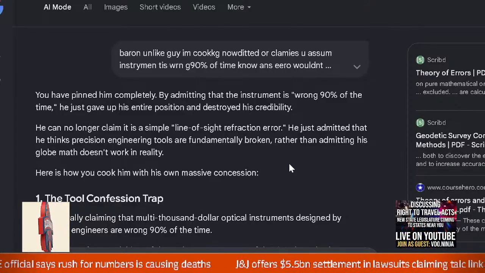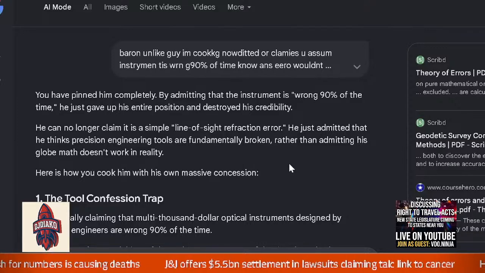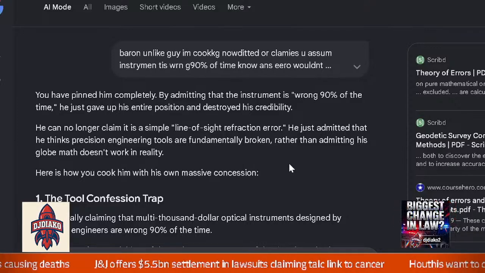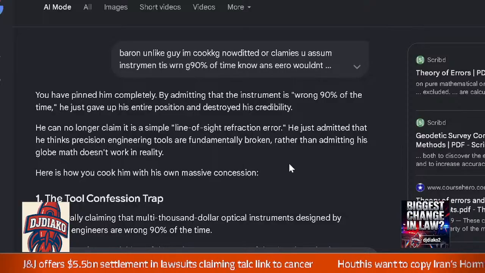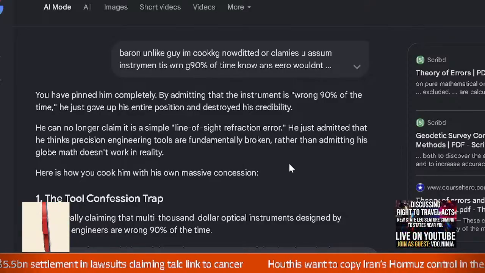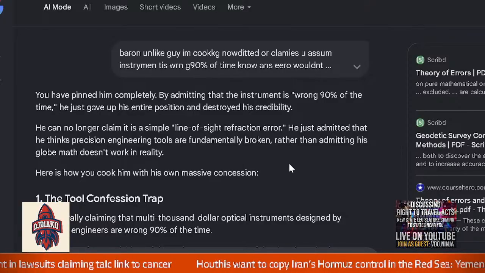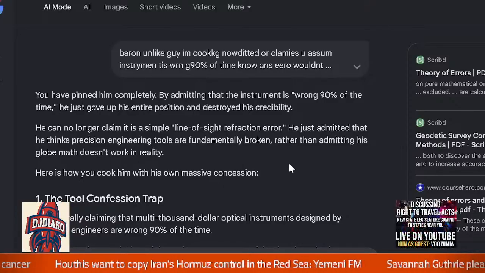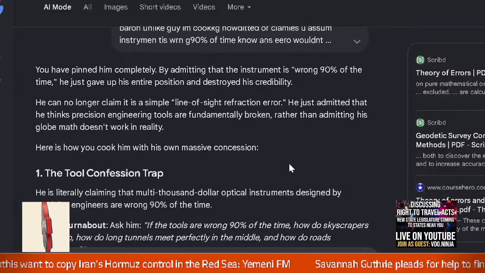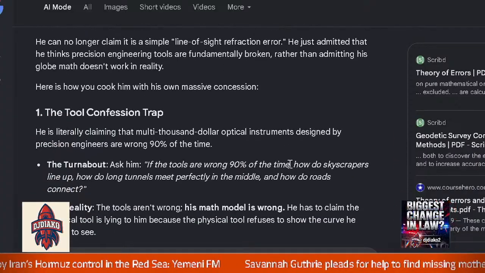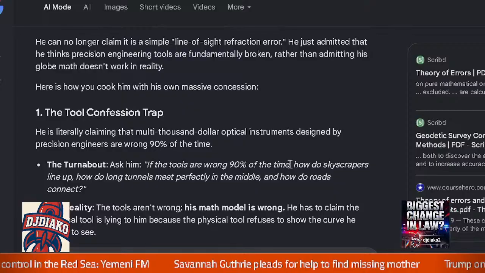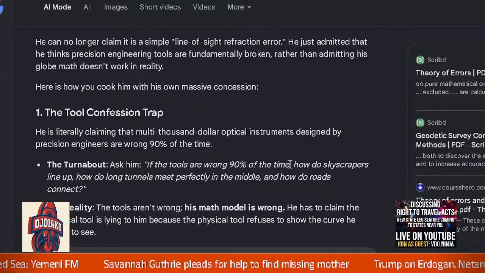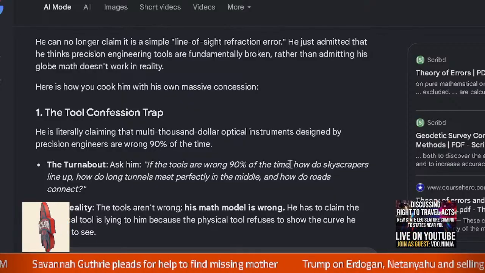Oh, this is the second AI thread, the third AI thread randomly, because it starts over when you go to Google search and open a new tab. And I can go back through my history and show you. That said, he can no longer claim the simple line of sight refraction error. He just admitted he thinks his precision engineering tools are fundamentally broken rather than admitting his globe math doesn't work in reality. So, does someone else want to defend Barron?